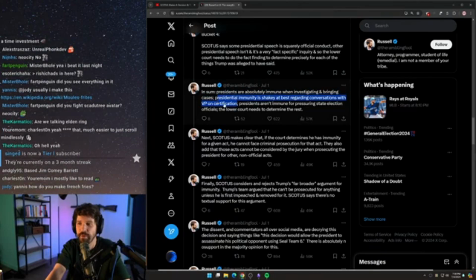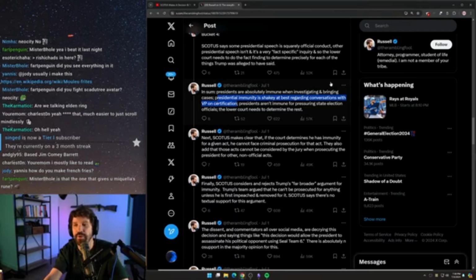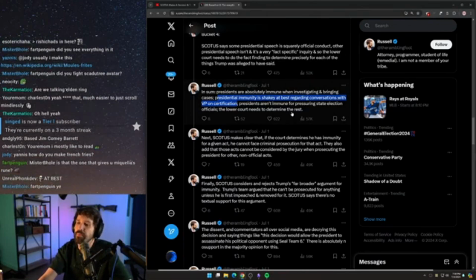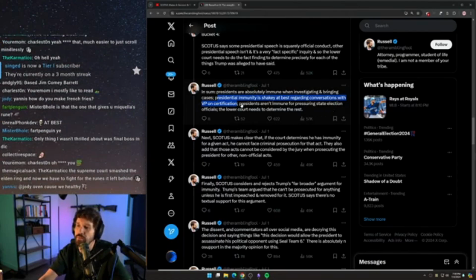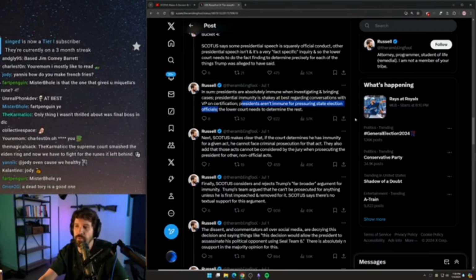To be clear, they didn't say presidential immunity is shaky at best. Roberts said that he has at least presumptive immunity there, so I don't know where he gets this. Presidents aren't immune for pressuring state election officials. He doesn't say that either, and the lower courts need to determine the rest.